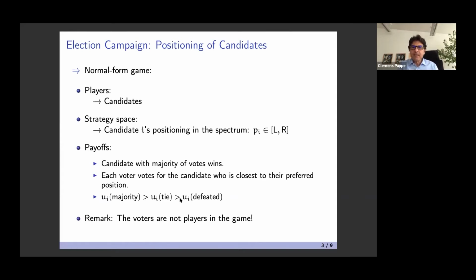So in this simplistic model, they only want to come into office, right? So they want to win the majority instead of being defeated. Of course, if there is a tie, well, you will see in a second that happens with probability 0 anyway. A tie is, of course, worse than winning and better than being defeated. Okay.